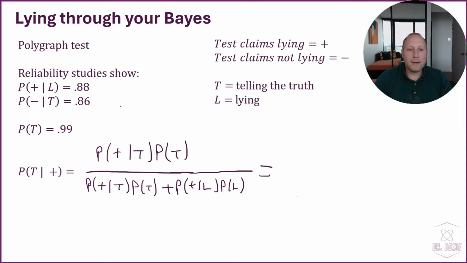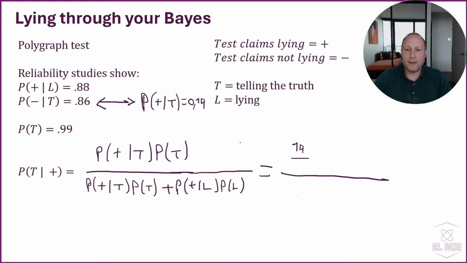Now we know that when you are telling the truth, the probability that the test claims you are telling the truth is 86%, which means that in 14% of the cases, when you are telling the truth, it says that you are lying. So P of plus given T is 14%. And so what we have here is 14 out of 100 multiplied with the probability of telling the truth, which is 99%.